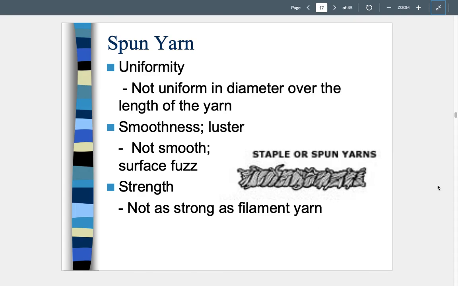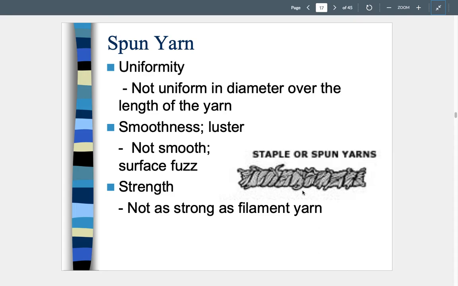Okay, so uniformity: not uniform in diameter over the entire length. If you see here, kind of thinner here, but thicker here. A little bit thinner here, but again, thicker here. So not uniform all over. Smoothness: not so smooth because there's all this fuzz. Again, there are shorter little fibers being twisted together. So here, this one's kind of slipping away because it's too short. This one's falling out. This one's a little frayed over here.